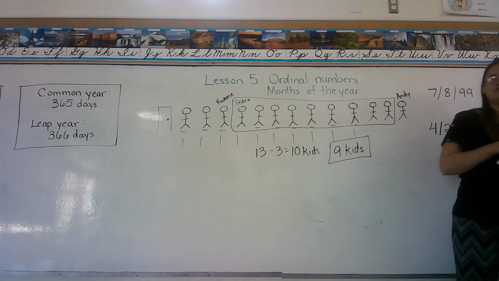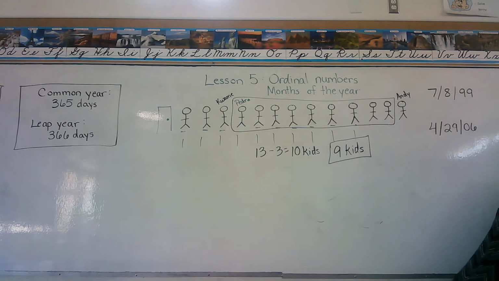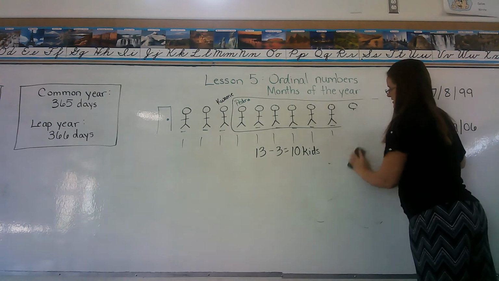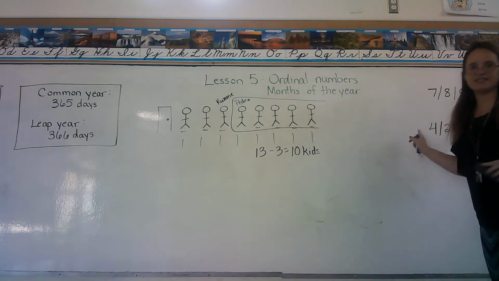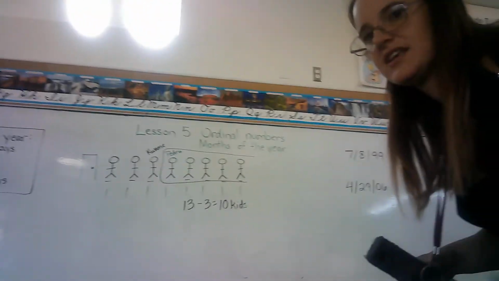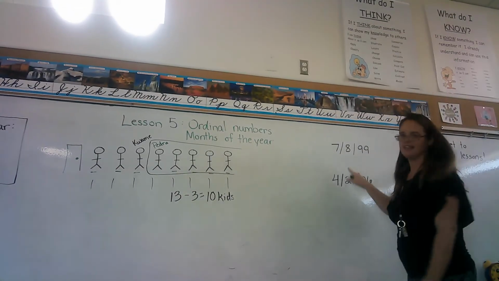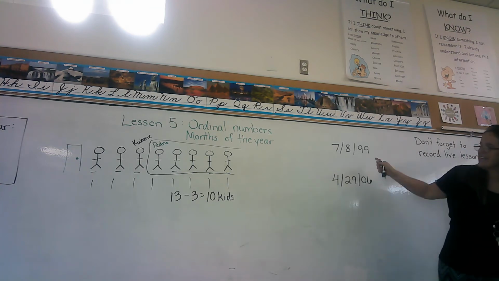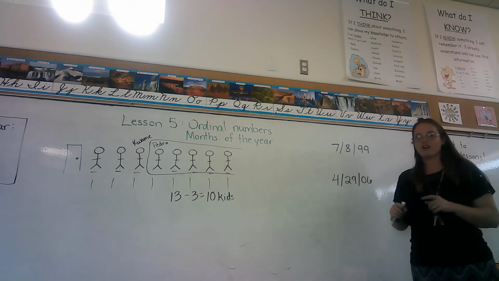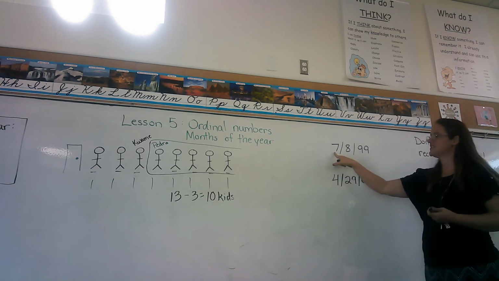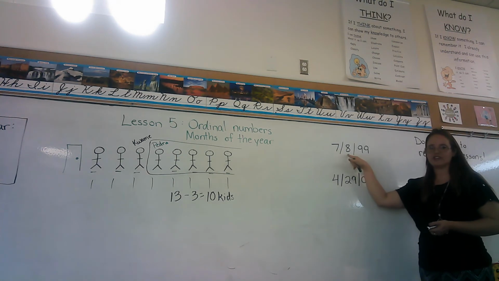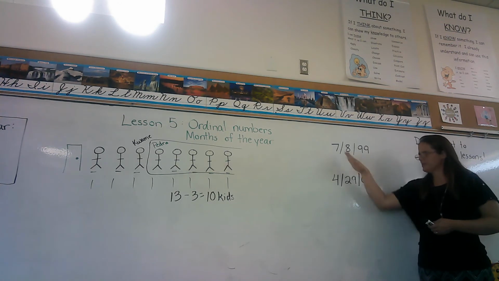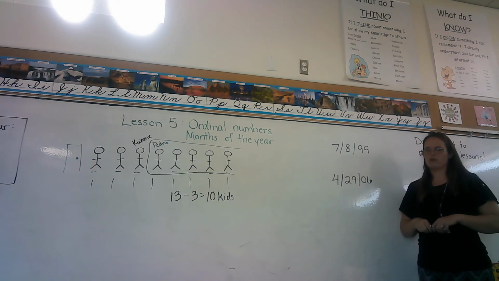All right, so moving on from lines, now we're going to look at dates. I'll erase just a little bit of this so that you can focus over here on my dates. I have 2 dates, and once again, this is a review. You guys learned how to write dates like this last year, although we are going to add something. So this is 7/8/99. Who remembers what each of these numbers stand for?